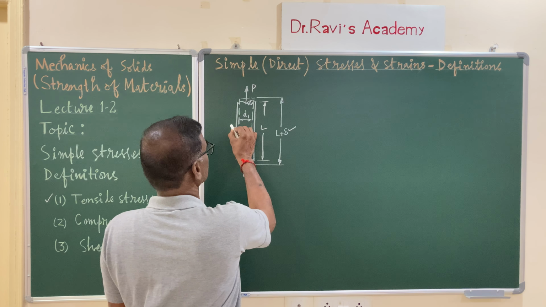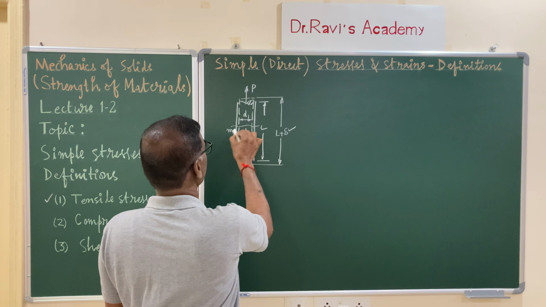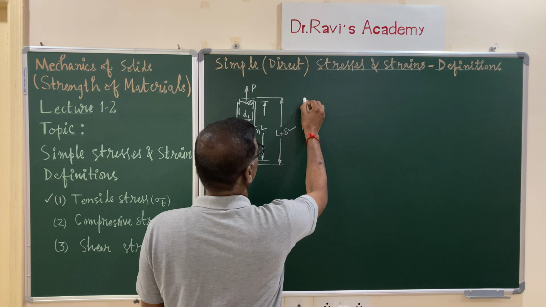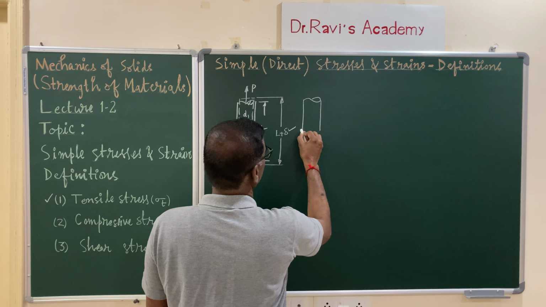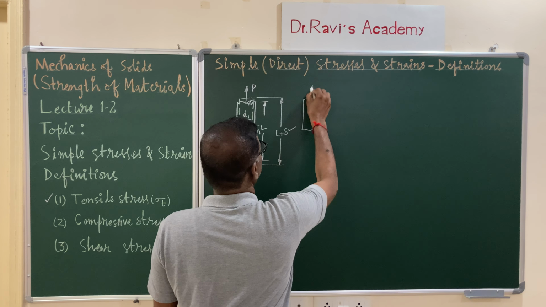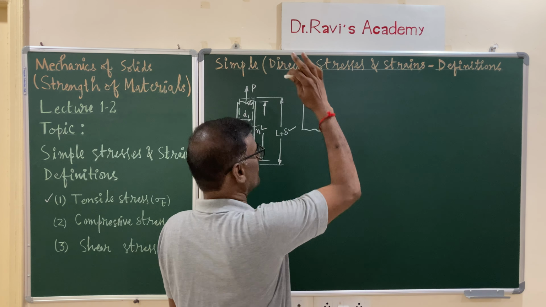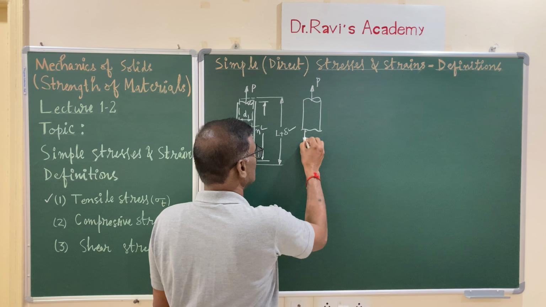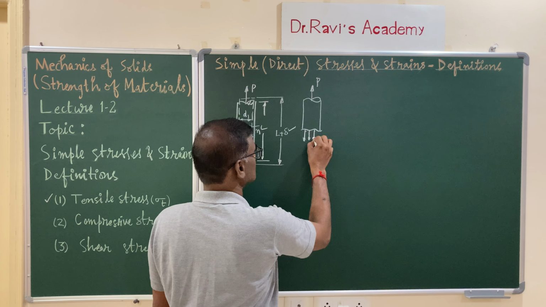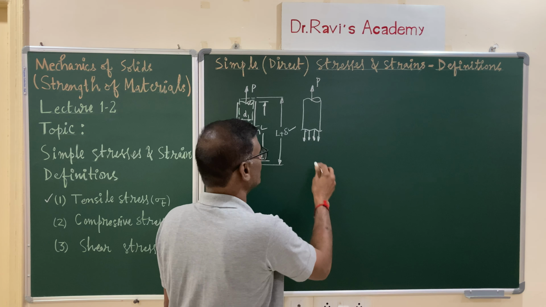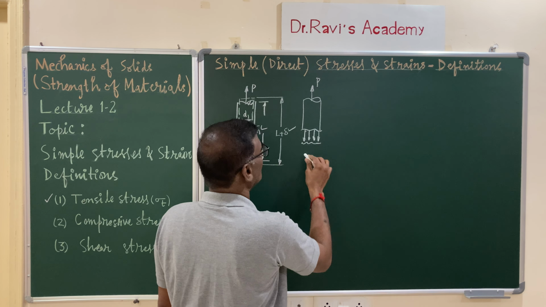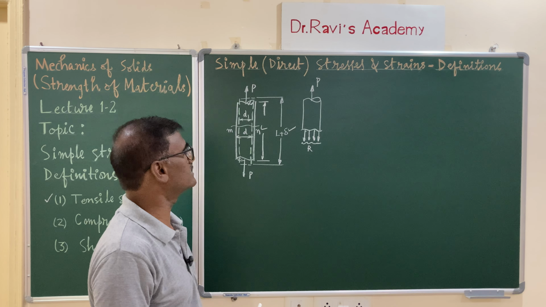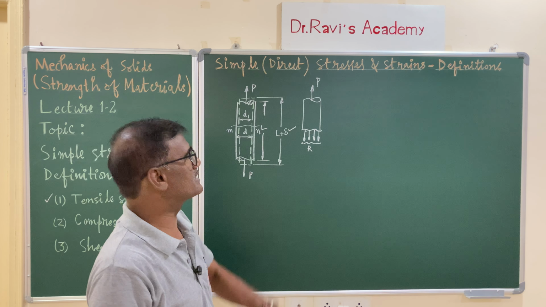Let us consider a section MN at a certain distance from the top and draw the free body diagram of the top portion up to section MN. When there is a load acting upwards, resistive forces are developed in the material. Those resistive forces act downwards. The fibers of the material resist, and the resultant of all these is the resistive force R. R is the resistive force developed in the material.